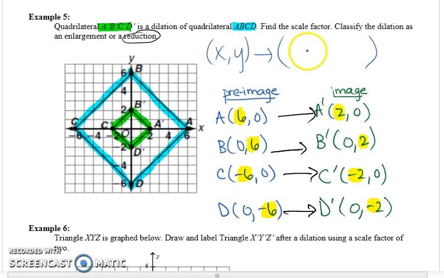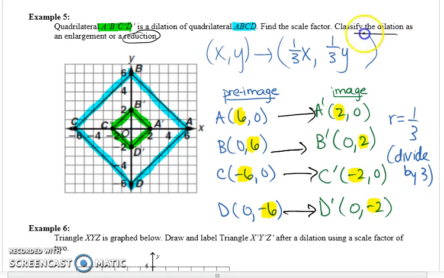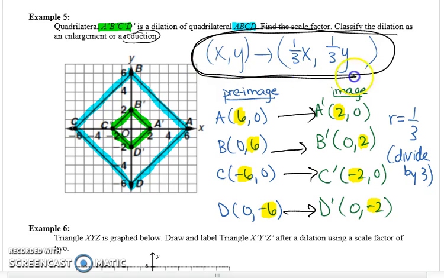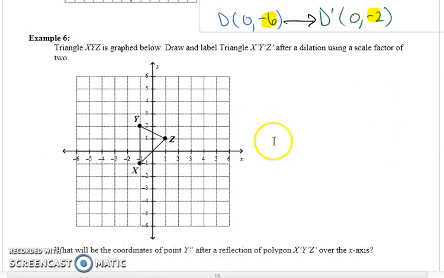So the scale factor r is going to be 1/3. Multiplying by 1/3 is the same thing as dividing by 3. So our rule is to take our x and y coordinate points and multiply the x by 1/3 and multiply the y by 1/3. Again, that's the same thing as dividing all of the coordinates by 3. So we came up with the rule and we found the scale factor by looking at the coordinates of the pre-image and the image. I will save example 6 for you to do on your own.